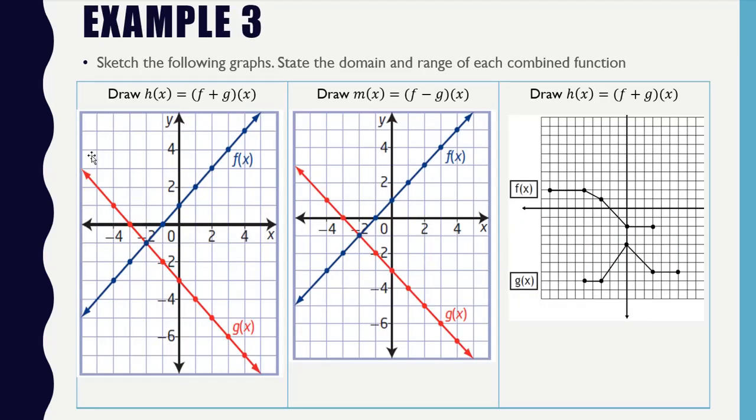So let's do that ourselves then. Sketch the following graph, state the domain and range of each combined function. So here we have h of x is equal to f plus g of x. So we're basically just going to be adding these two graphs then.